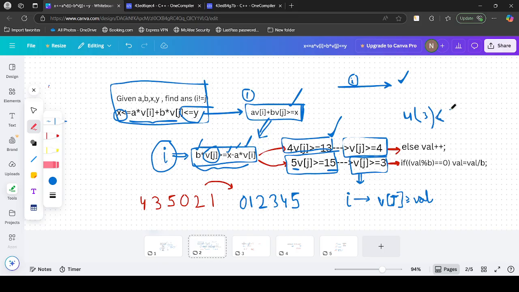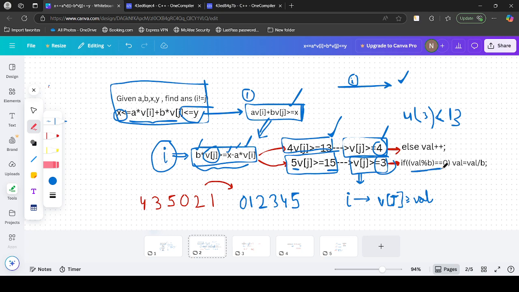So if the value is not divisible by b, then we have to add 1, and then all values greater than or equal to that will satisfy. So if x minus a times v[i] is divisible by b, the value we are searching for is just the division, else we increment it by 1.